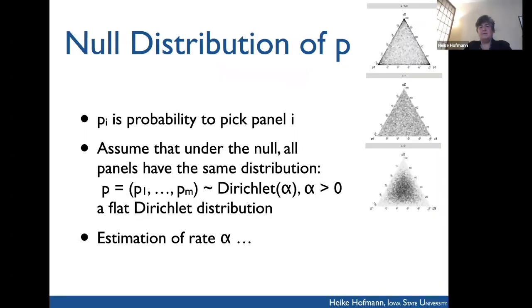So we can now define or assume that the null distribution for our lineup can be assumed to be a Dirichlet distribution with some parameter alpha. And that means that we've now shifted our problem from being not very practical with the binomial distribution to a problem of how do we estimate this rate parameter alpha.